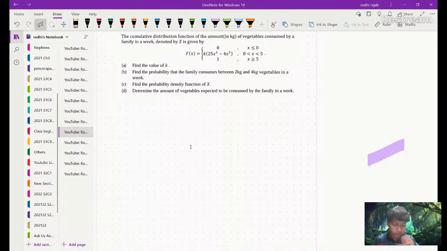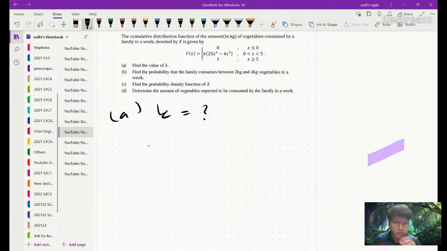Alright, so question number 6, we have a function, which is a cumulative function. Question A, find the value of k. Based on the function given, we just substitute the value 5 into the function F(x), because the function is a cumulative function, so we do not need to integrate it.